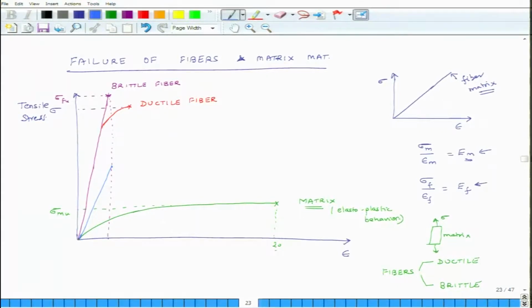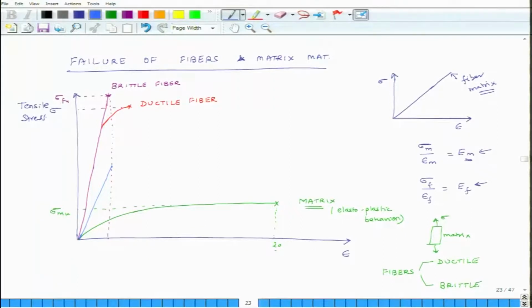So, suppose I apply 20,000 newtons in the overall system, maybe 1000 newtons is being handled by the matrix, 19,000 newtons is being handled by the fiber. And now the fiber has failed. So, where does that 19,000 go? It gets shifted to matrix, but the matrix cannot take a lot of stress. So, the whole system fails at this point. And this is something we will mathematically understand in detail later. So, this is with brittle fibers.